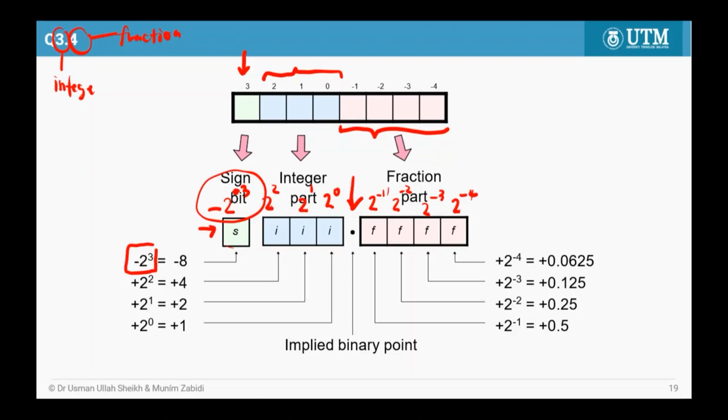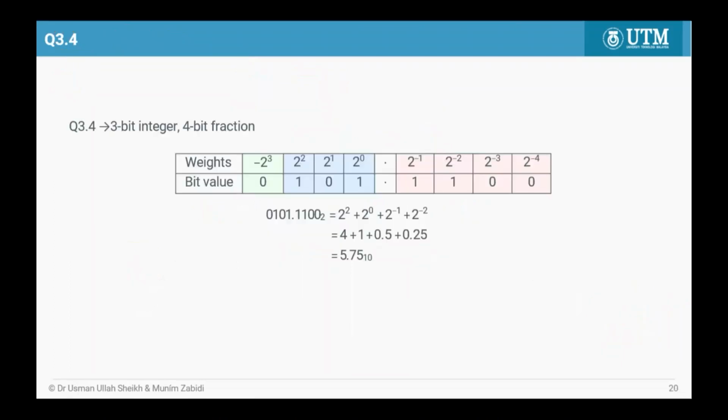Okay. So this is the weightage: negative 8, 4, 2, 1. And 2 power of minus 1 is actually 1 over 2, equal to 0.5. For this one here, this is 1 over 2 power of 2, which is 1 over 4, equivalent to 0.25. And the rest is going to follow, right? So let's look at the examples here.